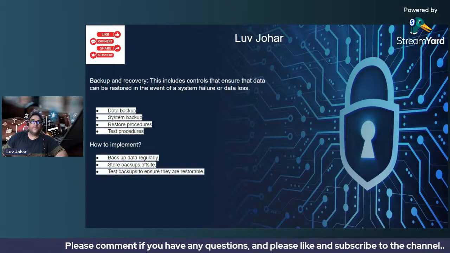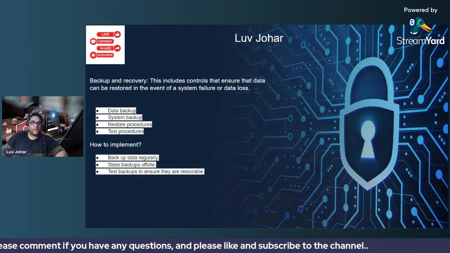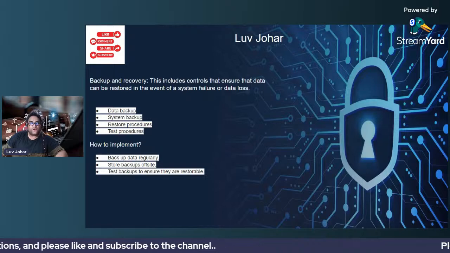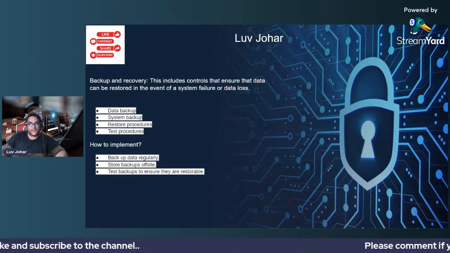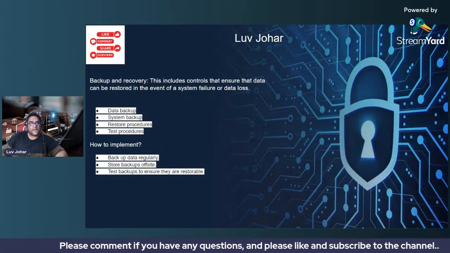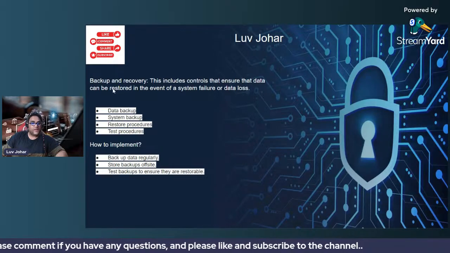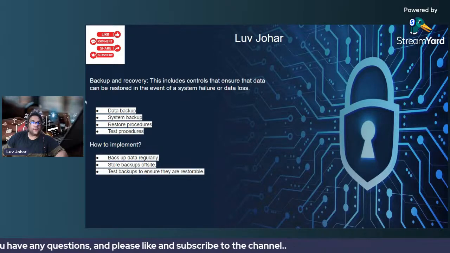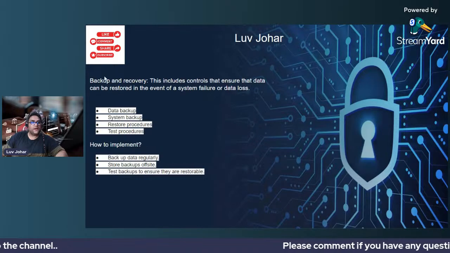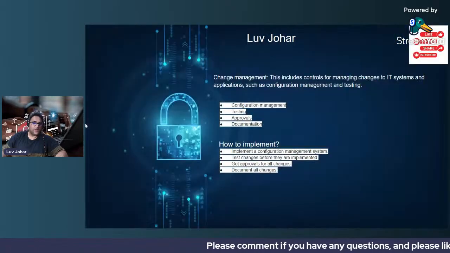And how to implement this is very easy. You back up your data regularly, you store your backups offsite to a location so that in case of a disaster, you do not lose anything. That's how it is implemented. And then you test the backups. Testing the backups is very important. You have to periodically test the backups to ensure that the data that you are backing up is there, it's intact, and you are not losing any information. That's why you have to make sure that you are testing the backups as well.